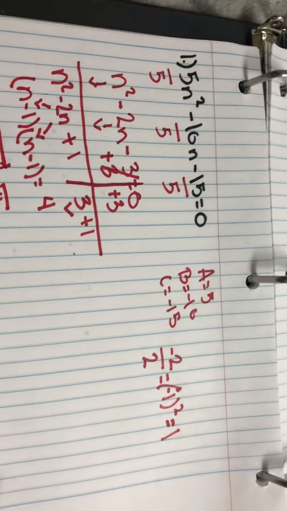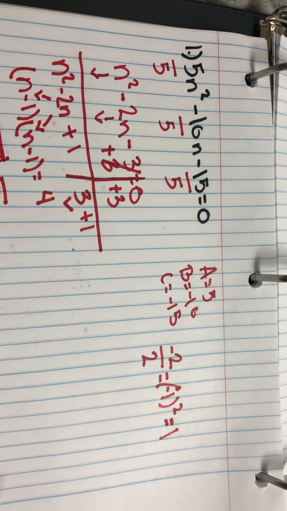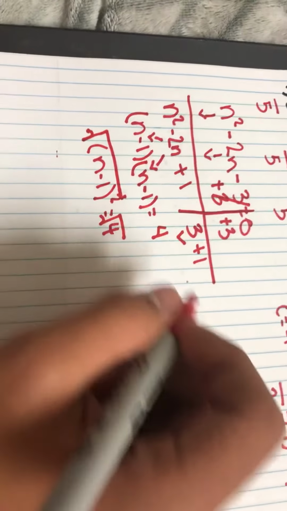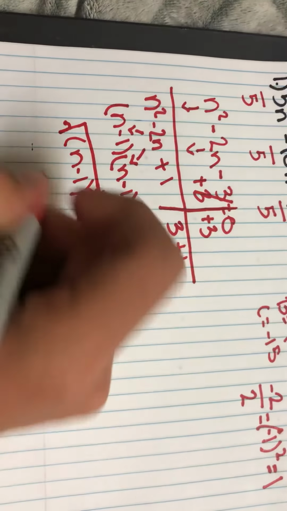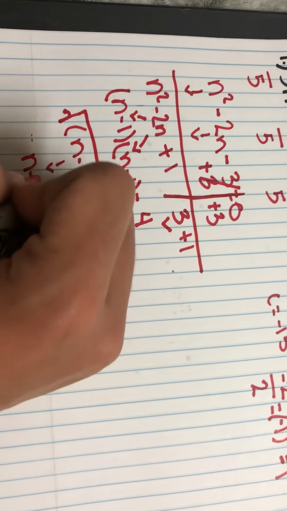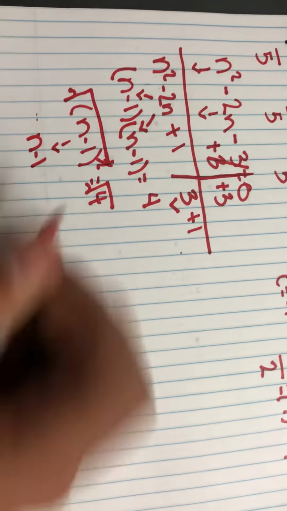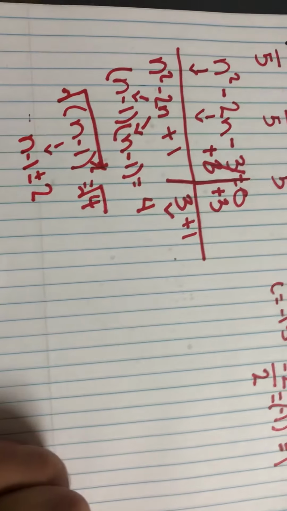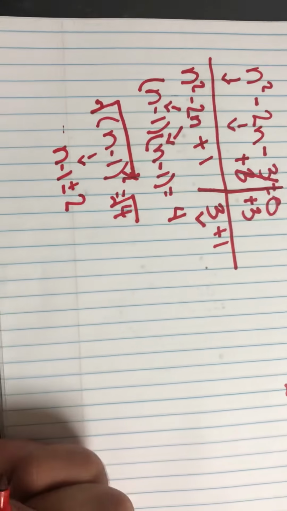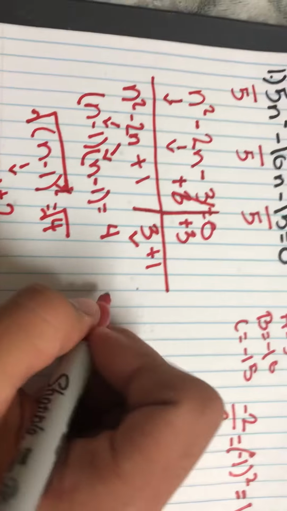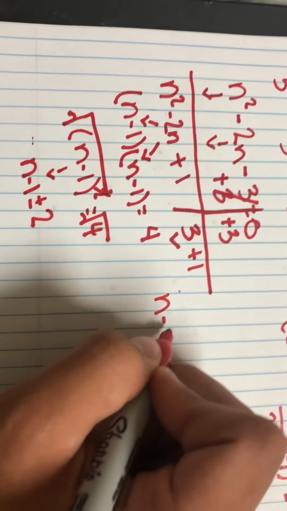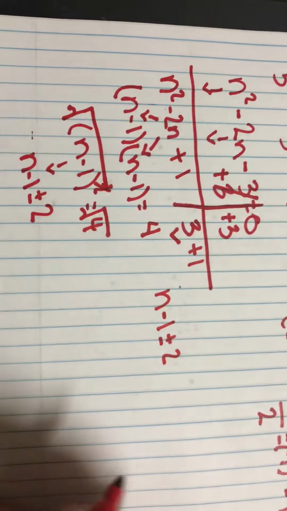And from here, we're going to want to isolate our variable. So to isolate the variable, we have to get rid of the square root. So get rid of the square root. This drops to n minus 1. And the square root of 4 is 2. So plus or minus 2. And to isolate the variable, I'm going to come back right here, to n minus 1 equals plus or minus 2.